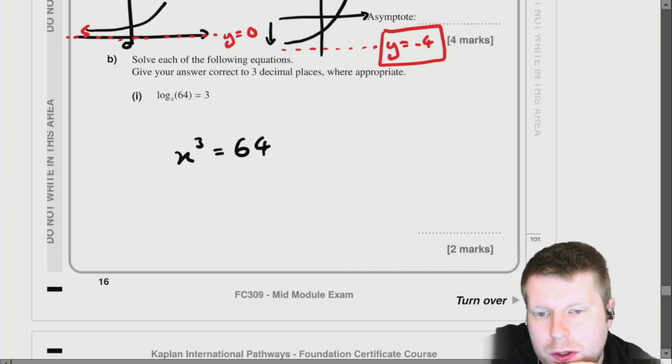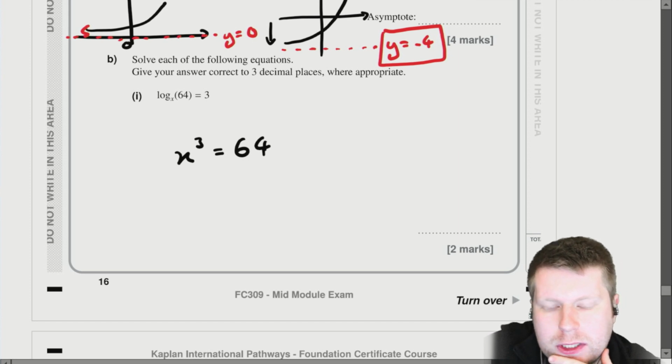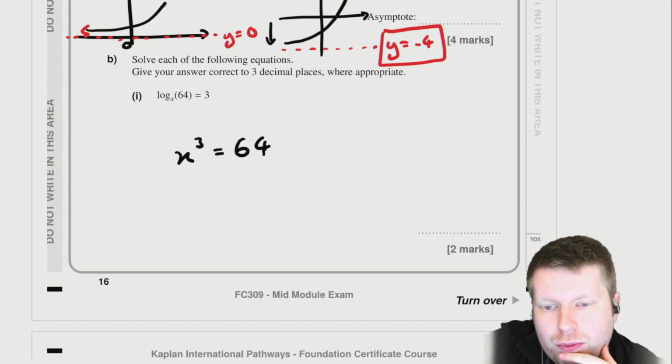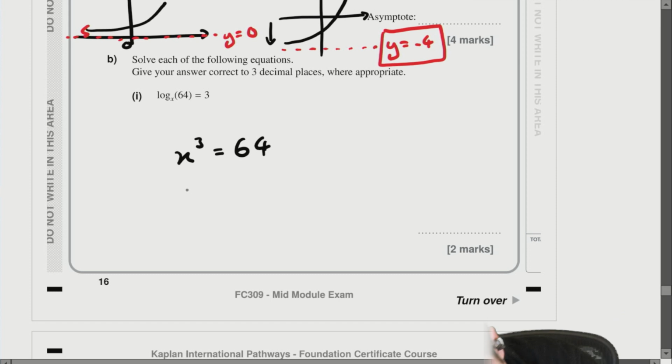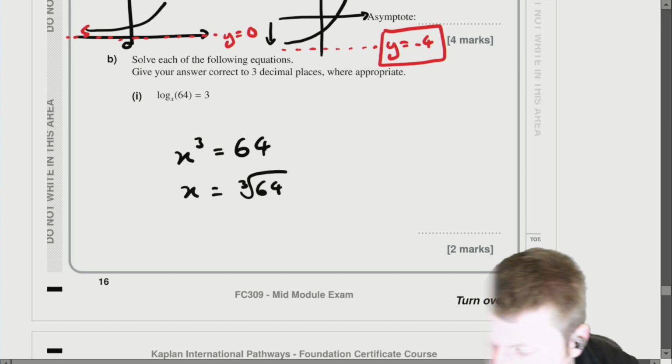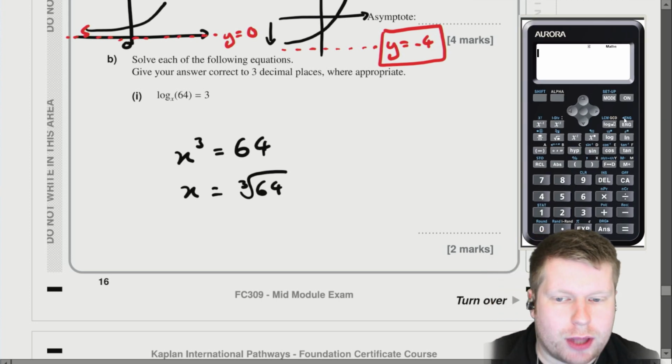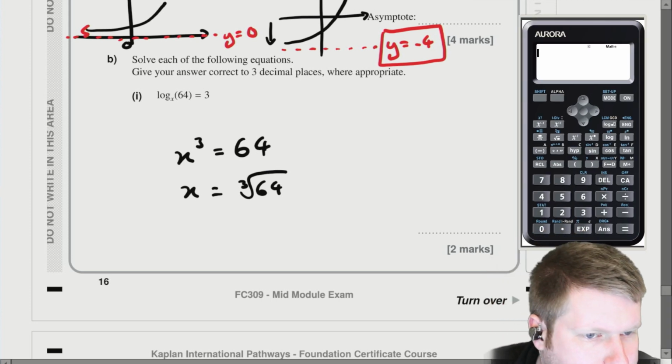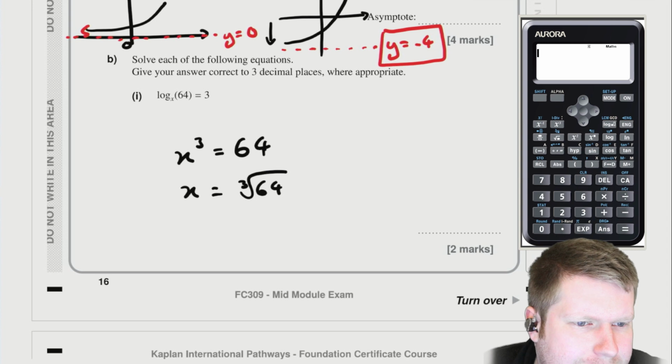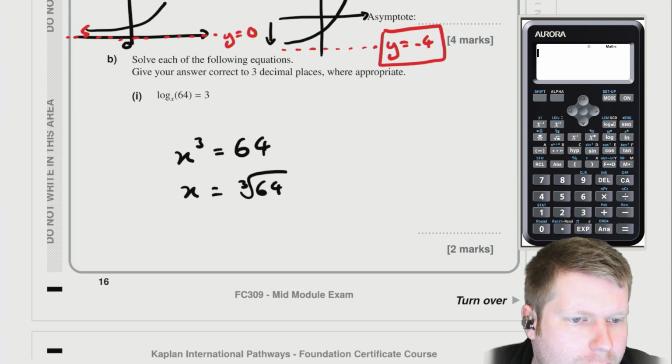The number of people that just didn't get this was actually shocking. And then to rearrange this, you just take the cube root of both sides. So x is equal to the cube root of 64. Again, you can type this into a calculator, and I'll show you how to do that. Some of you might know what that is. But if you come here, you might see a little root with a little 3 there. That's the button we want.